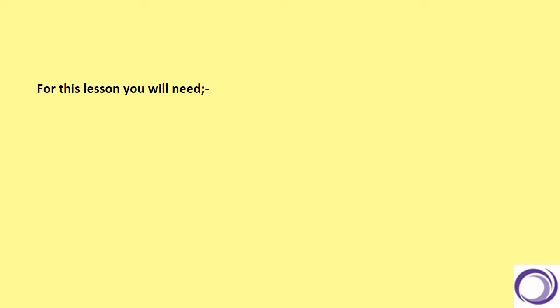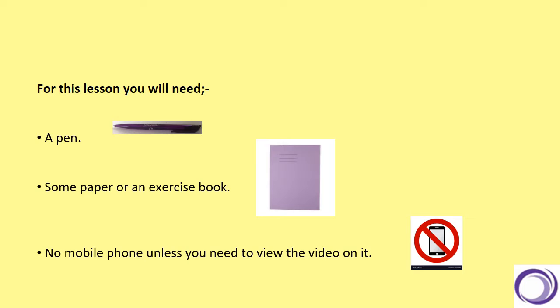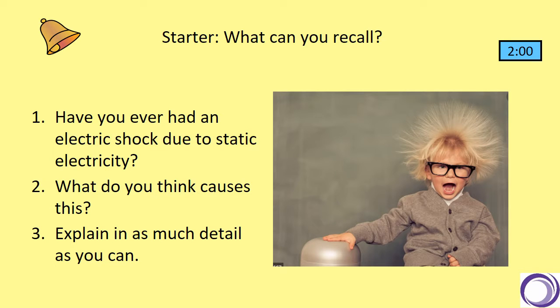So for the lesson you're going to need a pen, paper or an exercise book, and unless you're needing to watch this video on your mobile phone, get it out of the way, get it on silent and avoid as many distractions as you can. You'll notice we don't need a calculator today. Some of you will be cheering, some of you won't. We've got no calculations, we're just going to be looking at understanding what causes static electricity.